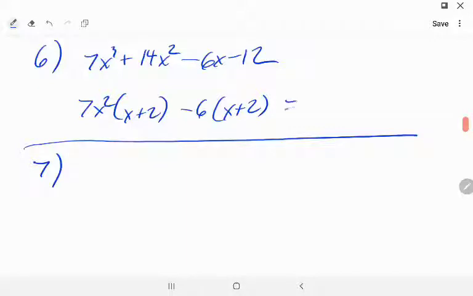And, whoops, so we wind up getting the quantity 7x squared minus 6 times the quantity x plus 2. And we're done.